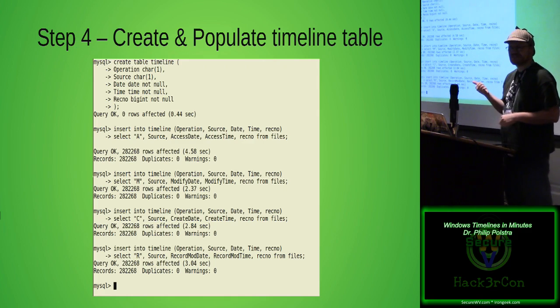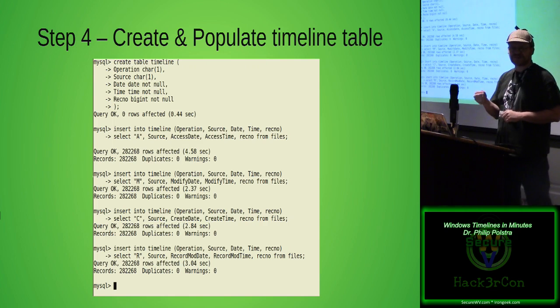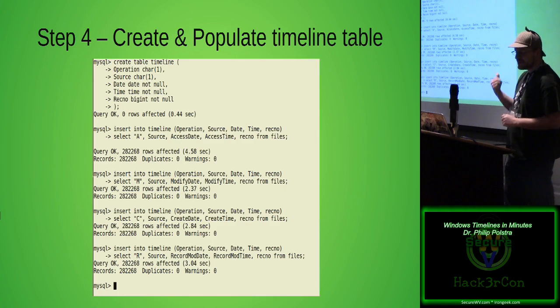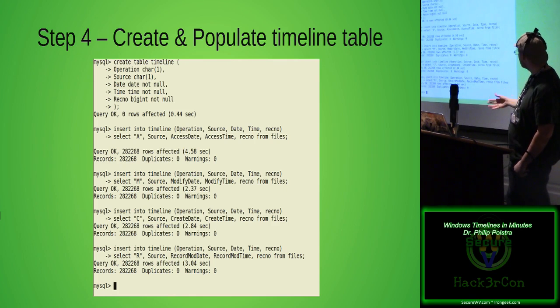So instead, what I'm going to do is create another table, kind of a cross-reference table, if you will. And that table just has an operation: was it MAC or R? The source: was it standard info, file name, or index buffer? And then the date and time, and then a record number that points back to that files table. So that's my link between my two tables. Created that in less than half a second.